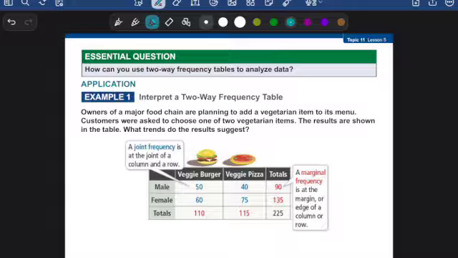Joint frequency is the frequency at the joint of a column or row. So it's just where a column and a row meet. So it's the intersection of a column and a row. Marginal frequency, think of what a margin is. Margins on your paper is something on the outside. So marginal frequency is what is in the outside or the margins of our table. Really, it's just the totals of each row and each column.